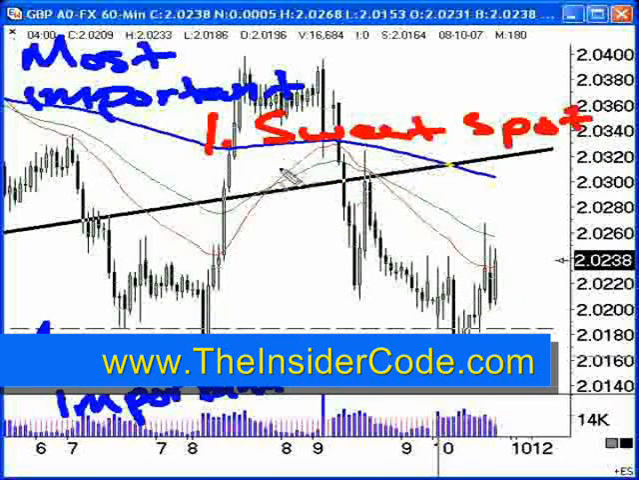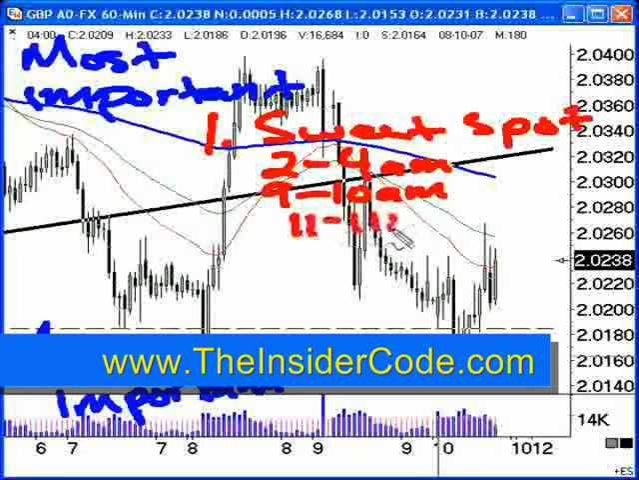So you can look for the sweet spot from, we might as well say it from 2 to 4 a.m. That's one option. And then you can look between 9 and 10 a.m. And then you can look between 11 and 11:30 a.m.